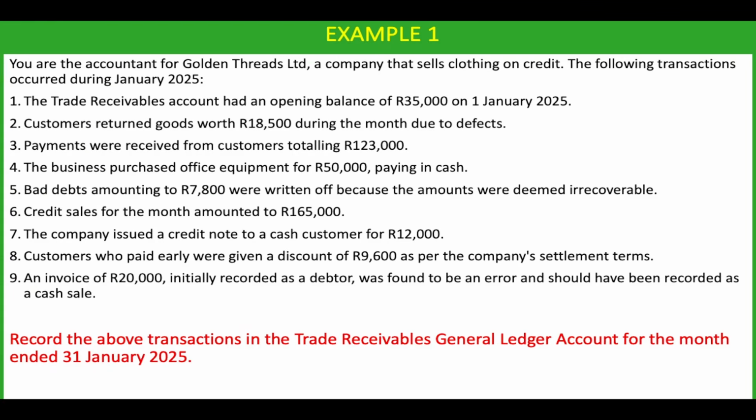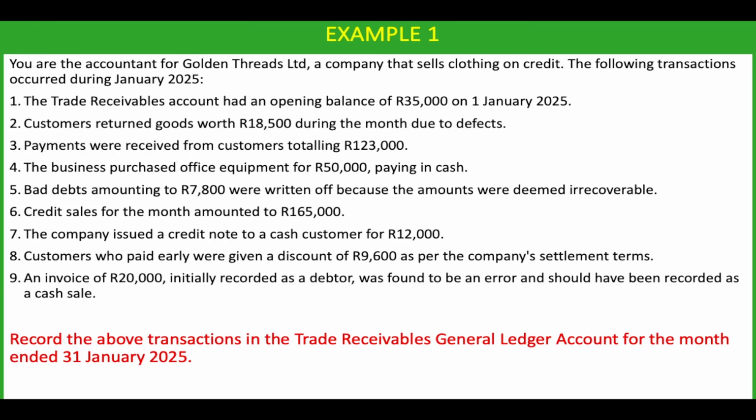Welcome to Countats. In this lesson, we're going to be looking at the General Ledger, specifically the Trade Receivables General Ledger account, or the Debtors Control General Ledger account, or Debtors General Ledger account. However it may be termed, they mean the same thing really. Here, we're going to show you how to do the T account or the General Ledger account for trade receivables for a specific period in time, and I'm sure after this, you should have a good idea of how to do this.